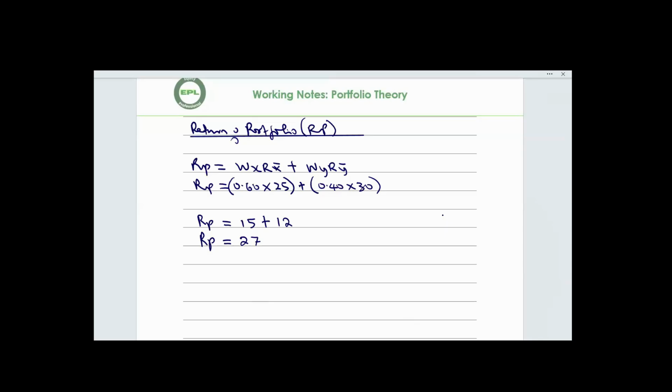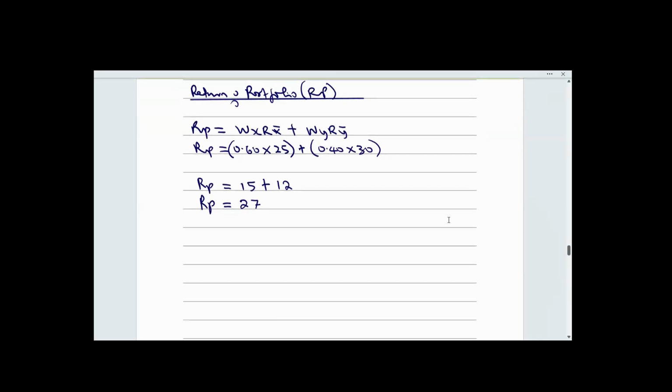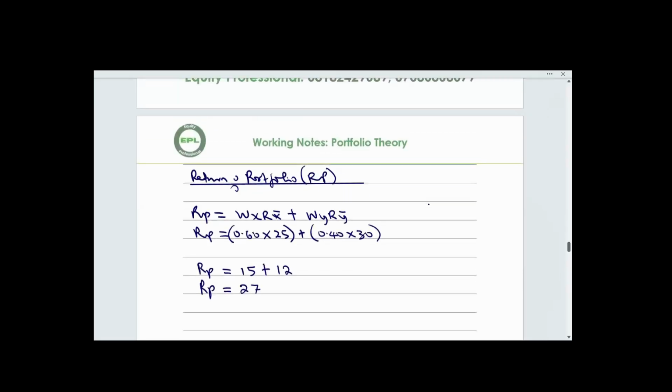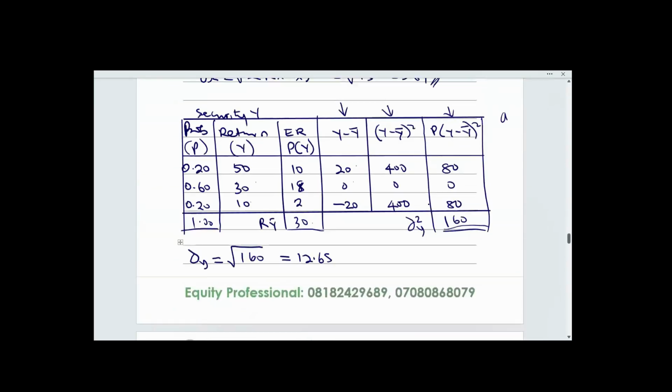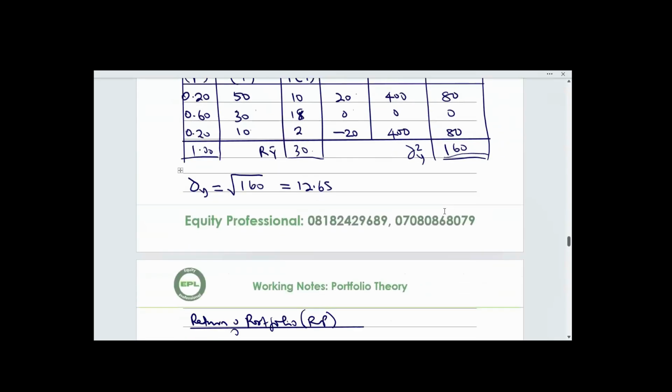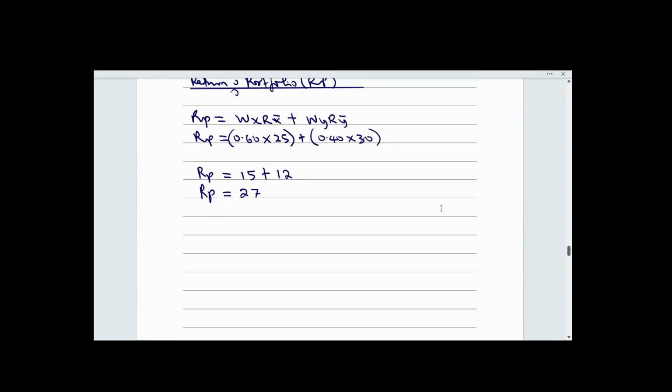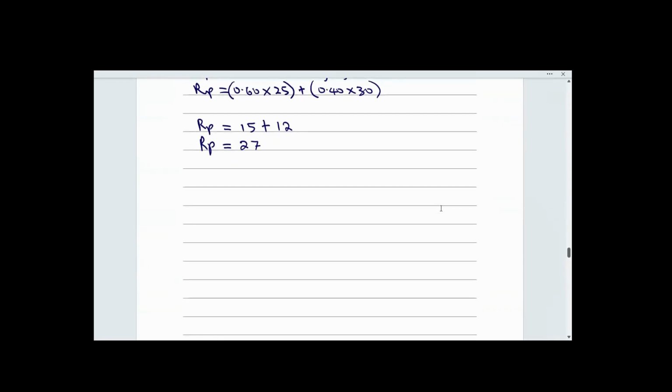I will show you another method of calculating return of portfolio, but for now, let's calculate the risk of the portfolio. We have calculated the risk of individual security using the standard deviation. So this one is more like a working. We are going to tabulate everything later on, right? So let's calculate the risk of the portfolio.